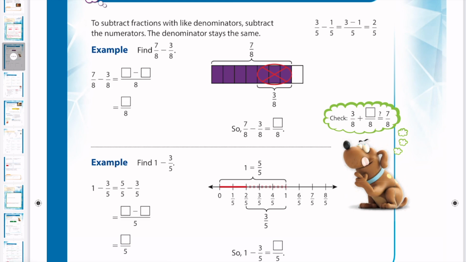So find 7 over 8 take away 3 over 8. That means what? 7 take away 3 over 8, right? So 7 take away 3 over 8, which means what? 4 over 8, okay? All right, next.